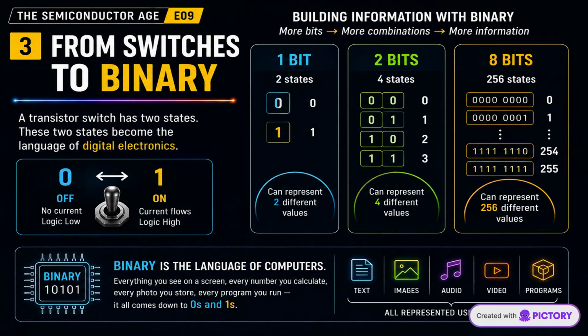One bit has two possible states. Add more bits, and the possibilities grow rapidly. 8 bits can represent 256 different combinations. Simple switches can therefore represent enormous amounts of information.